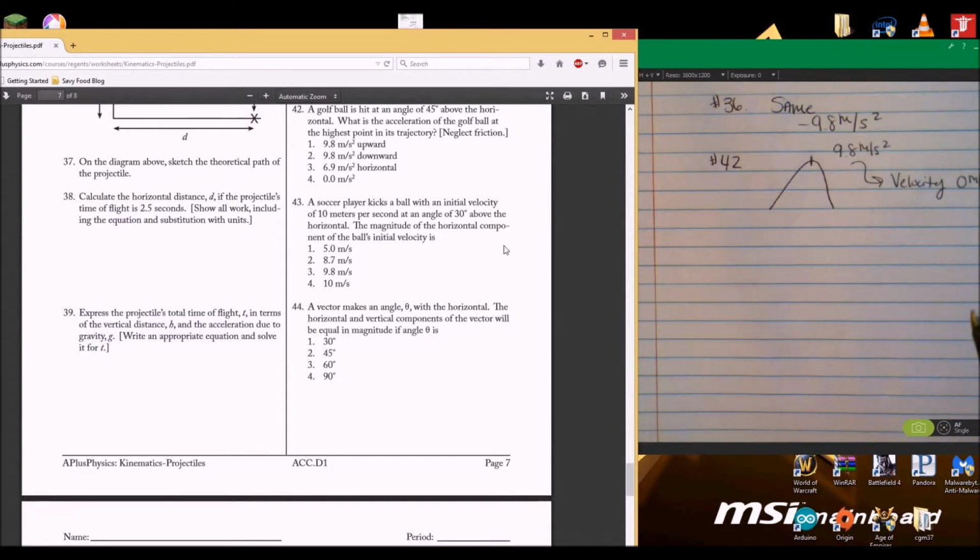So just be a little careful with that when you're looking at these questions. So this question is saying, what is the acceleration? Acceleration does not change, but the velocity does change, just based on the direction that it's moving to and from acceleration.